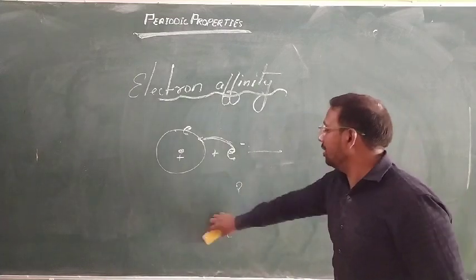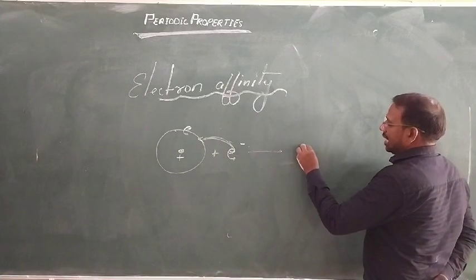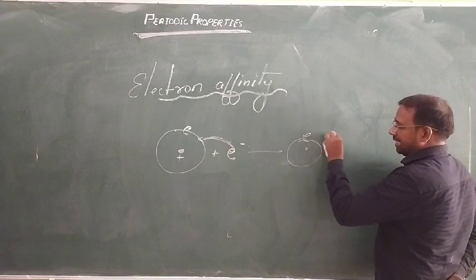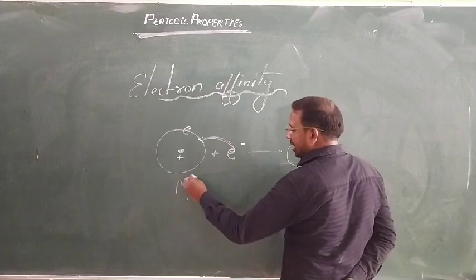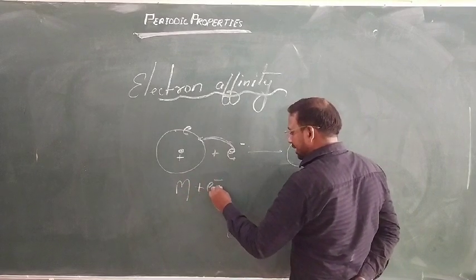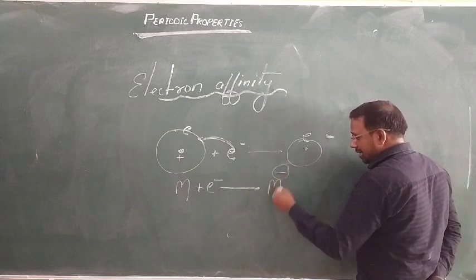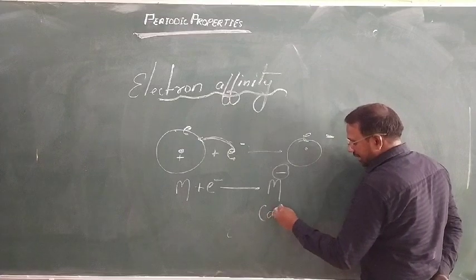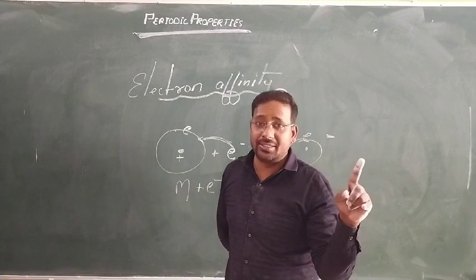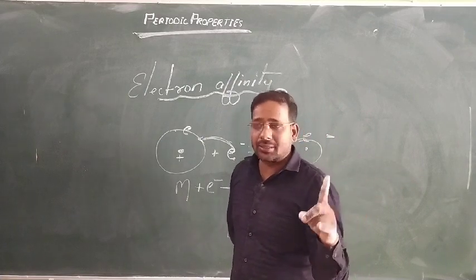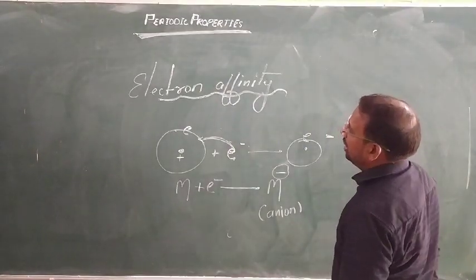So suppose you are adding an electron to the valence shell, what will it carry? The shell will carry one negative charge. Suppose M is an element you are representing and you add one electron in its outer shell. It will carry a negative charge, which means it is known as an anion. In ionization energy, a cation, a positive charge, is formed, and in electron affinity, what is formed? Anion.